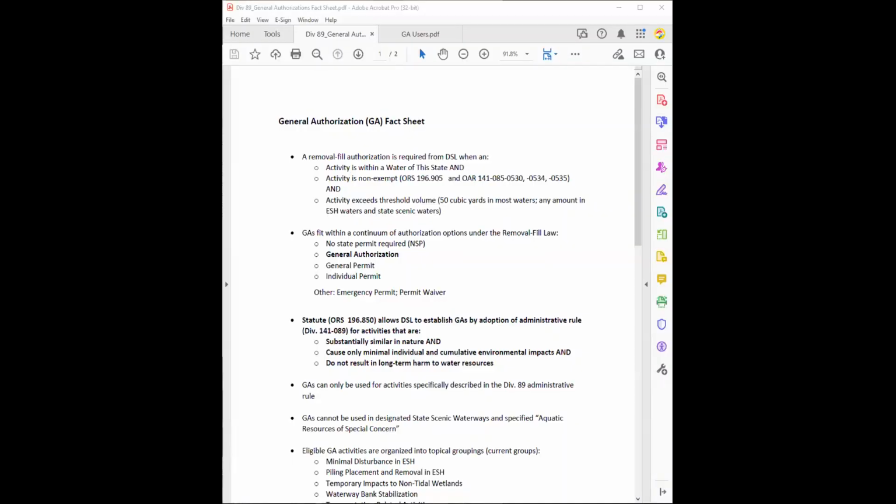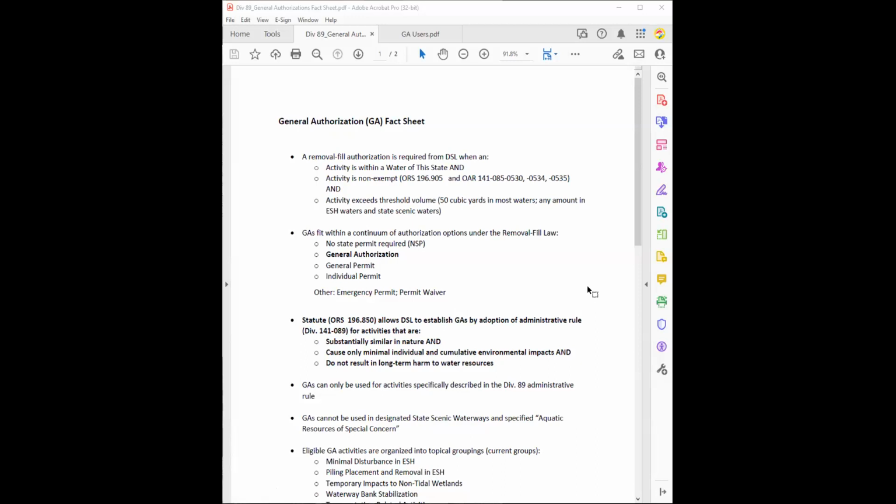So general authorizations. Let me go back to the very beginning on that. Removal-fill authorizations generally: when do you need permission from DSL to do work in wetlands and waterways? It is a three-part test, and all three parts have to be true in order for you to need to come knocking on the door of DSL.